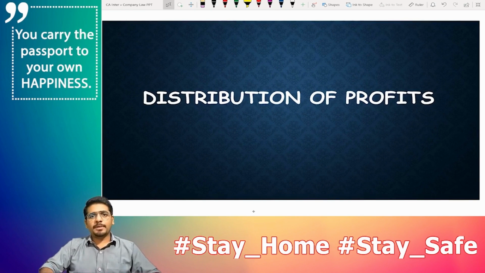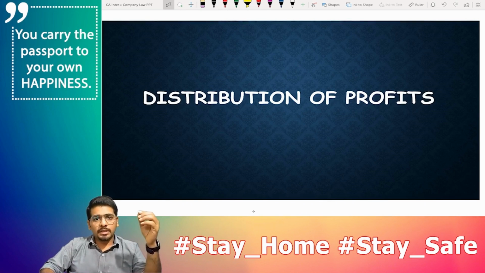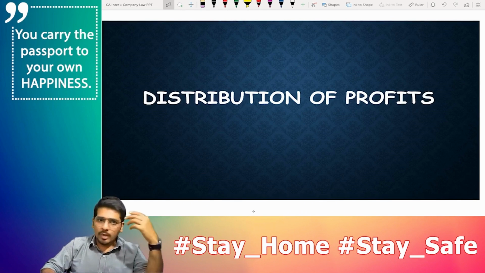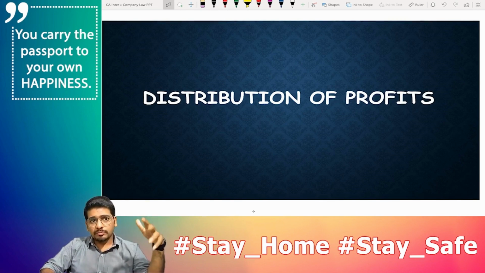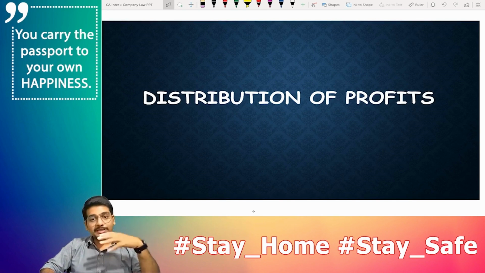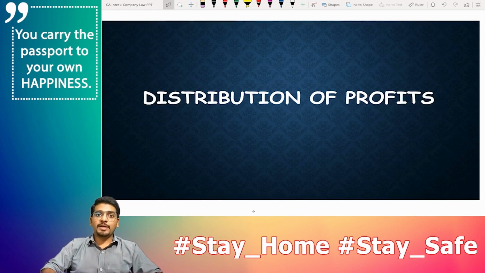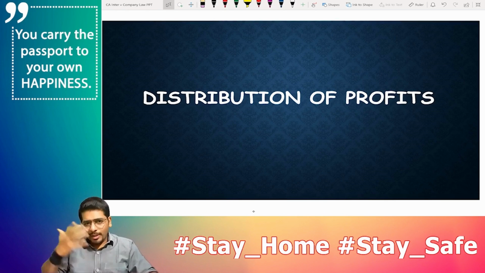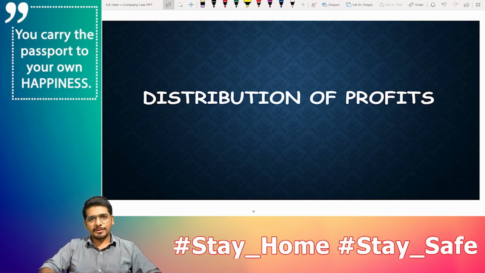Before I start with the chapter, let me just talk about some basic concepts with you. Distribution of profits, what does it mean? Have you ever invested in any company? Have you been on the other side of the company, on the shareholder side, where you are receiving dividends? Do you know the importance of receiving dividends? Do you know the value of receiving dividends? Let's understand all of that.